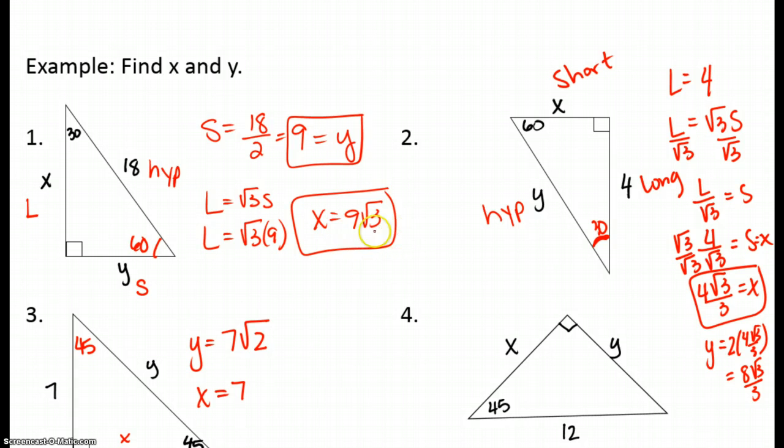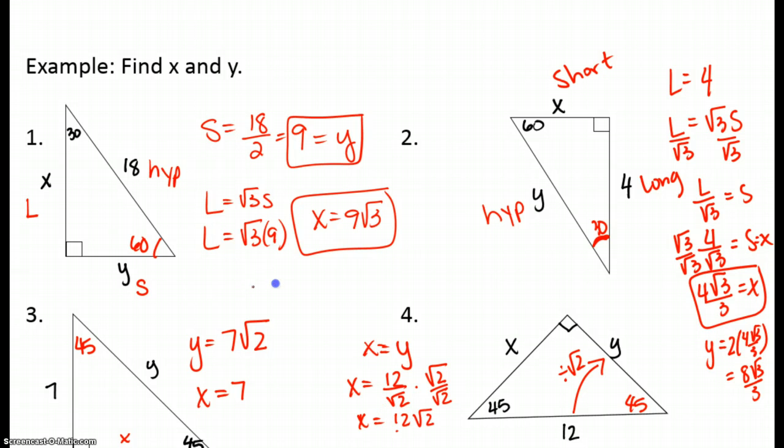Over here for my x and y, notice that x and y are going to be the same because it's 45, 45, 90. Okay, and I'm making something smaller, so I'm going to divide both sides by root 2. So x would be 12 over root 2, which again I'm going to rationalize. Multiply top and bottom by root 2. So I get x equals 12 root 2 over 2, which equals 6 root 2. So both x and y are 6 root 2.